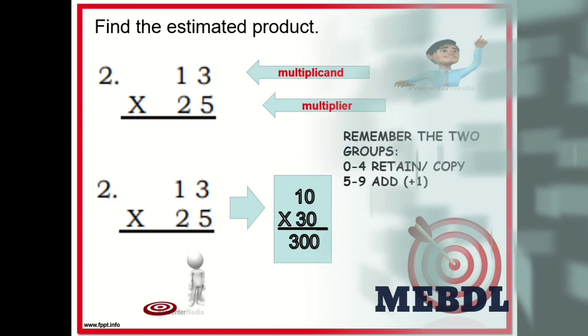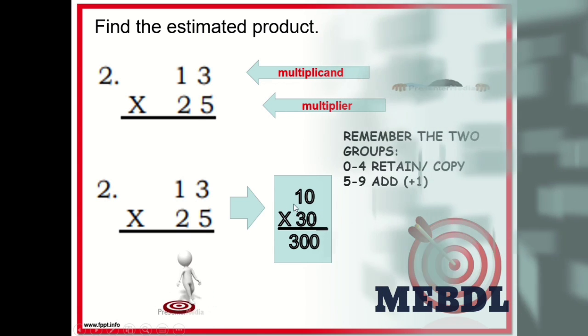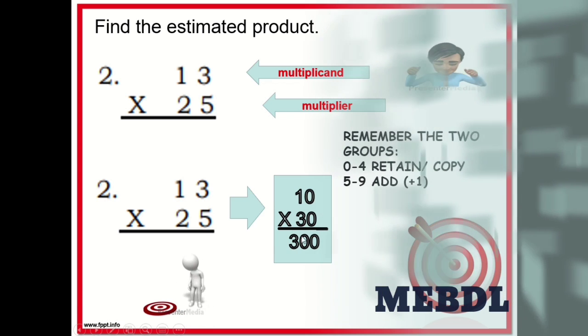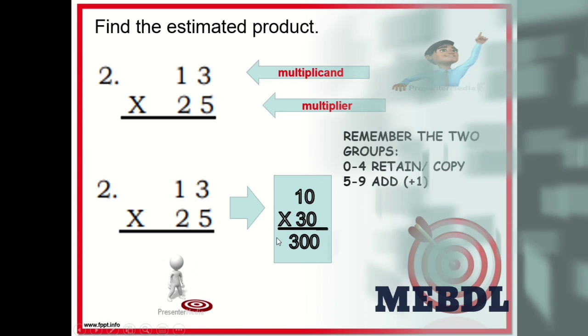25 will become 30. Multiply the non-zero digits. In this case, we have 1 and 3. 1 times 3 is equal to 3. And then copy the zeros on both factors to the product. So the estimated product, 13 times 25, is 300.